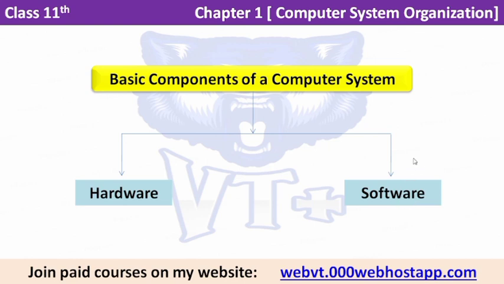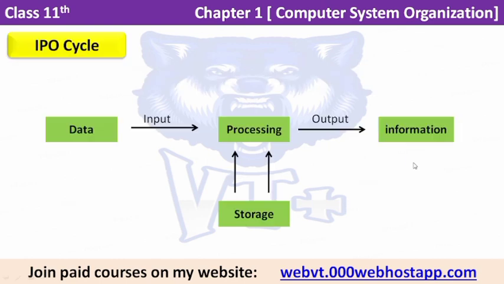So now we can see the input process output cycle. Data is accepted by the input device and it is processed by the processing unit, which is called the central processing unit. After processing we get the output with the help of output devices. This process is called the input process output cycle.